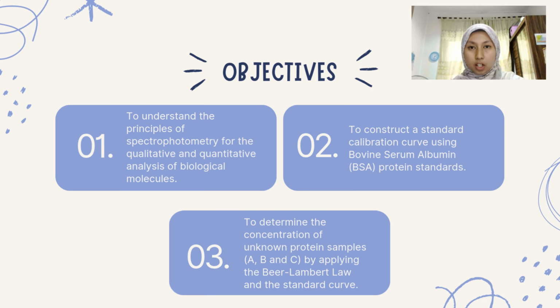So, in this practical session, we will do practical 1, which is spectrophotometry protein analysis. This experiment has 3 main objectives. The first one is to understand the principles of spectrophotometry for the qualitative and quantitative analysis of biological molecules. The second one is to construct a standard calibration curve using bovine serum albumin (BSA) protein standards. And lastly, the third one is to determine the concentration of unknown protein samples A, B, and C by applying Beer-Lambert's law and the standard curve.